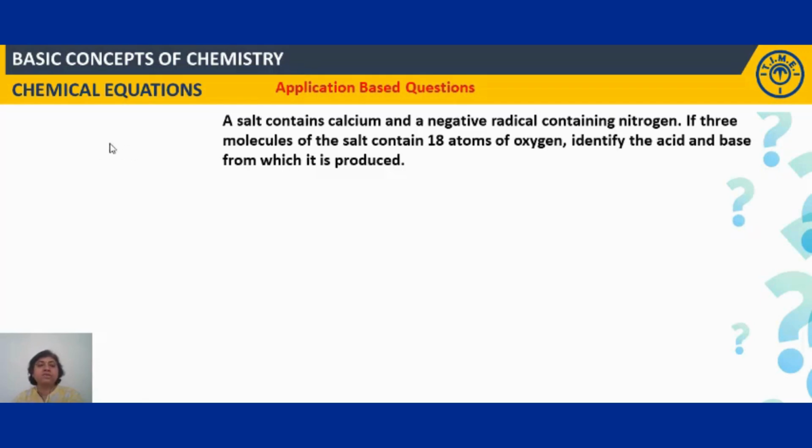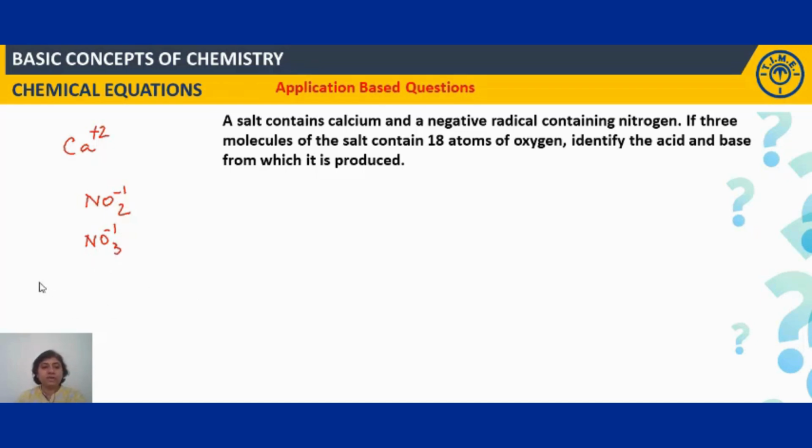Fine. So the salt contains calcium as a positive radical, Ca plus 2. And what is the negative radical? The negative radical contains nitrogen, and 3 molecules of the salt contain 18 oxygen atoms. That means in one molecule there should be 18 divided by 3, that is 6 oxygen atoms, right? So now let us look at the negative radicals containing nitrogen and oxygen. There is the nitrite radical and the nitrate radical. Both of them have valency -1, right?